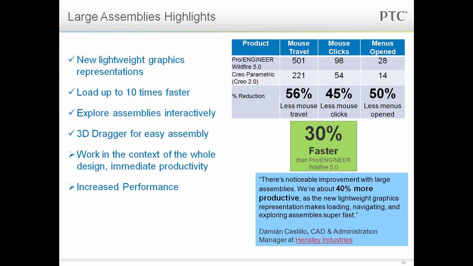Another quote from Damien here: there's noticeable improvement with large assemblies. We're about 40% more productive, as the new lightweight graphics representation makes loading, navigating, exploring assemblies super fast. So he's actually getting more production than our test showed as 30%.